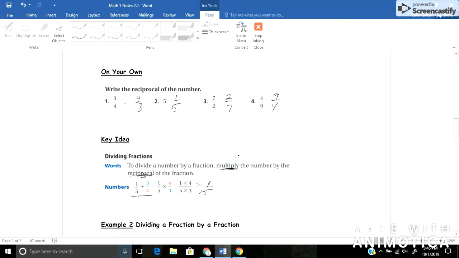Okay. I'm going to give you another way to remember that. I like to use the acronym KFF. And I'd encourage you to remember this as well. It's just a good memory clue to use here. That stands for keep, flip, flop. Keep, flip, flop. That means keep the first fraction the same, okay, 1/5. Flip the division to multiplication, okay, and flop our second fraction to its reciprocal. So instead of 3/4, the reciprocal would be 4/3.